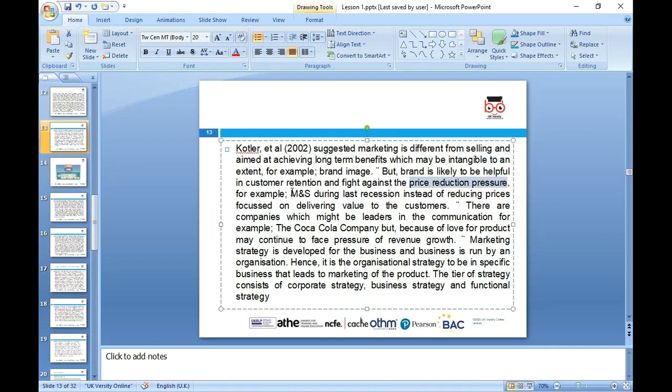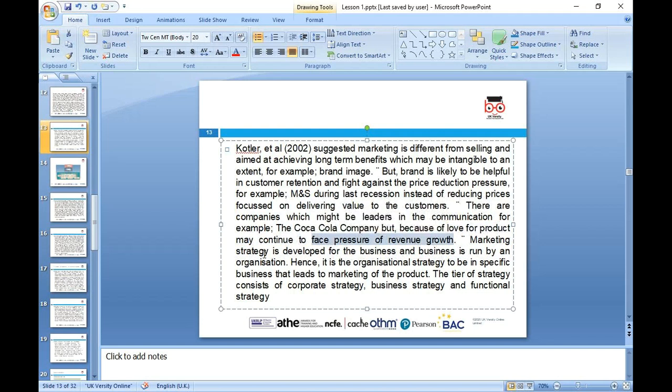Price reduction pressure: Marks and Spencer, during the last recession, instead of reducing the price, focused on delivering value to customers. So this company had a different strategy. When we look at Coca-Cola or Coke, the company, despite love for the product, maybe continues to face pressure on revenue growth.